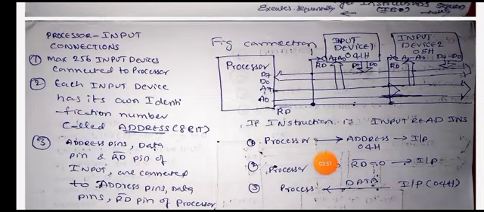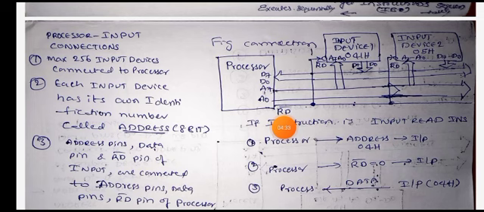Next one is how an input device is connected to the processor. Each input device has an identification number called an address, right? So the input device has address pins A0 to A7, data pins D0 to D7, and a read signal. The address pins of the input device are connected to the address pins of the processor, the data pins of the input device are connected to the data pins of the processor, and the read pin of the input device is connected to the read pin of the processor.